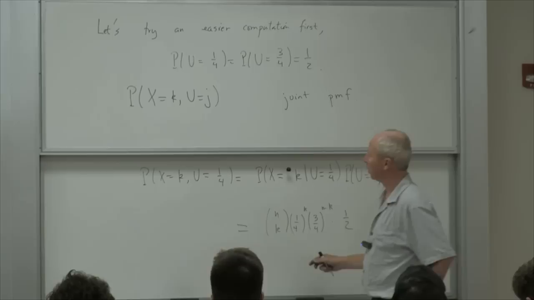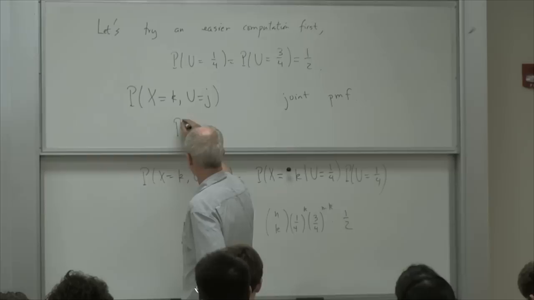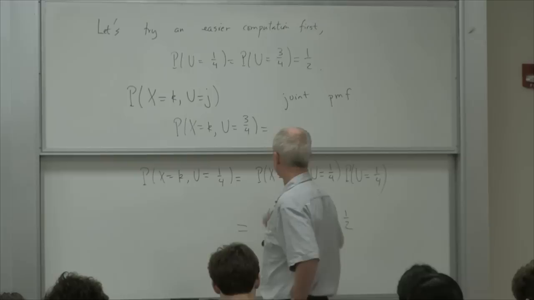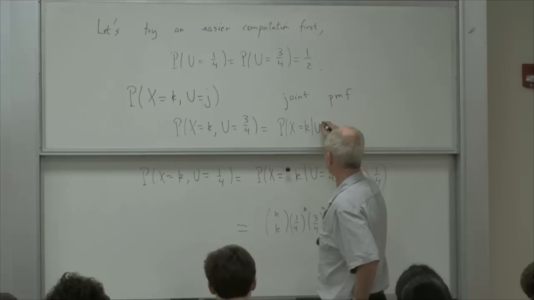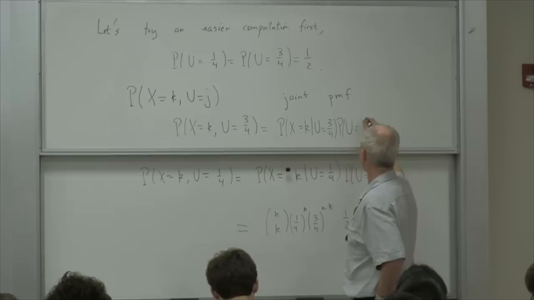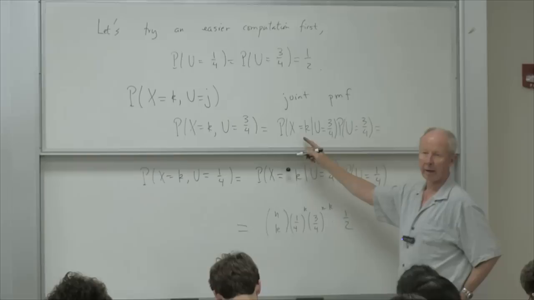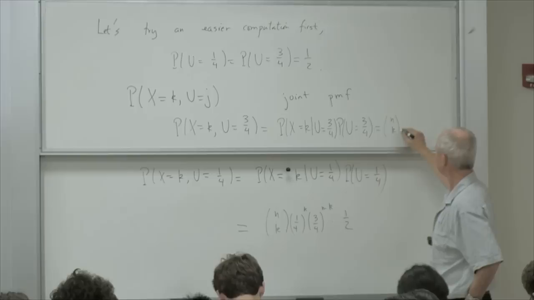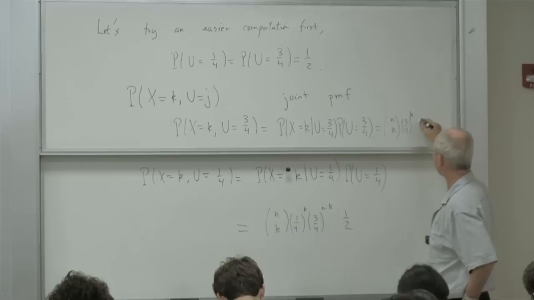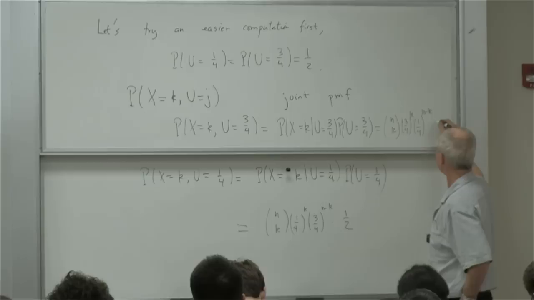And above it here, I'll write the probability X is equal to k and U is 3/4. That would be what? Do the same thing. That's the probability X is equal to k given U is 3/4, times the probability U is 3/4, which would be, this is now binomial with parameters n and p equal 3/4. So it'd be n choose k, 3/4 to the k, 1 minus 3/4 is 1/4, to the n minus k, times 1/2.